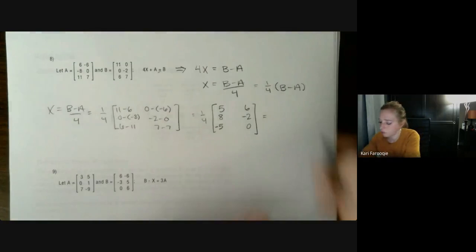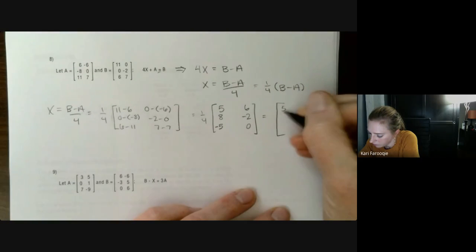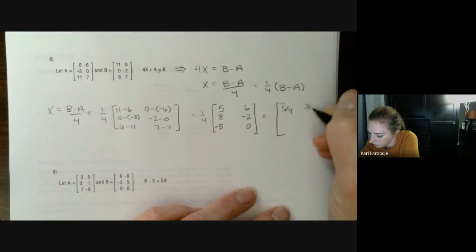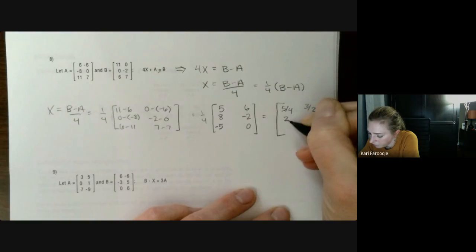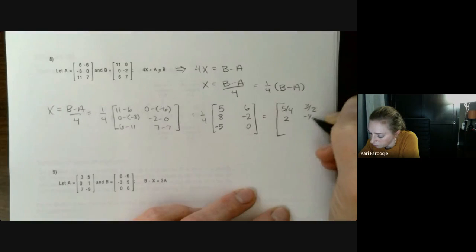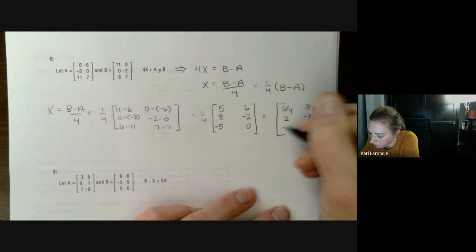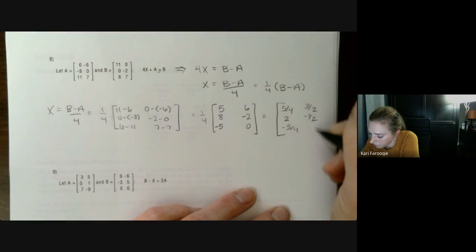Now multiply through by 1/4. You'll get 5/4. 6/4 is 3/2. 8/4 is 2. Negative 2/4 is negative 1/2. And you'll have negative 5/4. 0 times 1/4 is still 0.